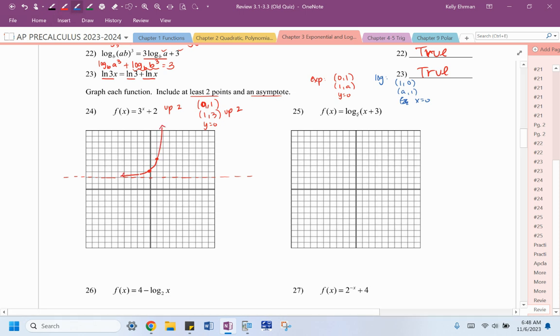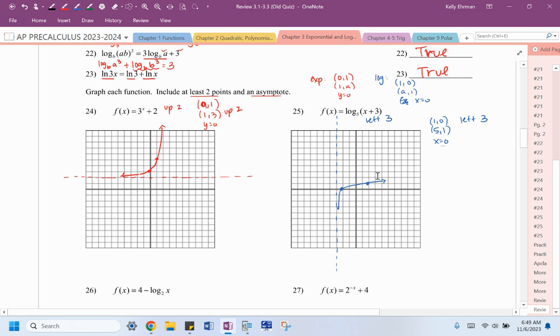The next graph is log base 5. So the original nice points are (1, 0), (5, 1). This has been shifted to the left 3 units. So when we go left 3, that's going to move the vertical asymptote from 0 to negative 3. So x equals negative 3. And then the point that was at (1, 0), go left 1, 2, 3. The point that was at (5, 1) goes left 1, 2, 3. And again, we sketch in a smooth curve.